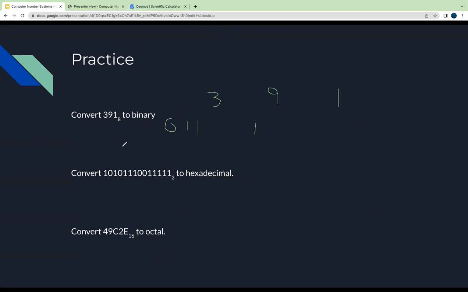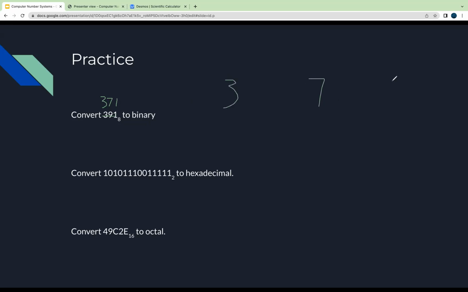Oh, okay. I'm so sorry, but this isn't even a valid problem. I was wondering, like, wait, 9's not a valid octal digit. Okay, that's a mistake I made when I was making the problem. Let's convert 371 to binary instead.